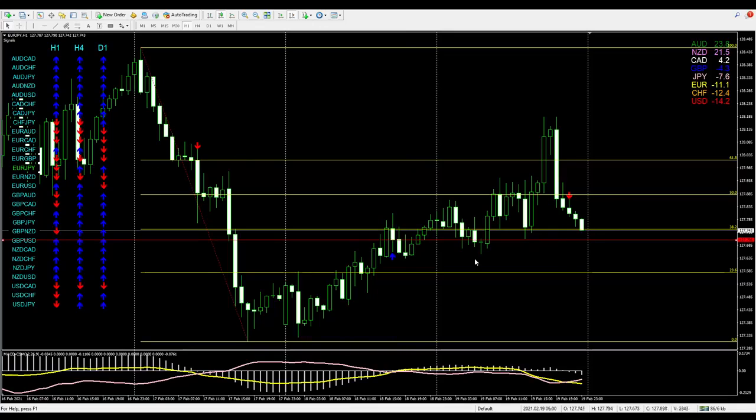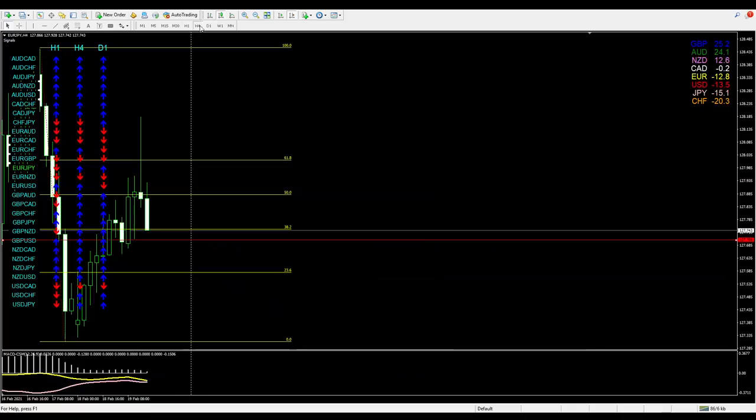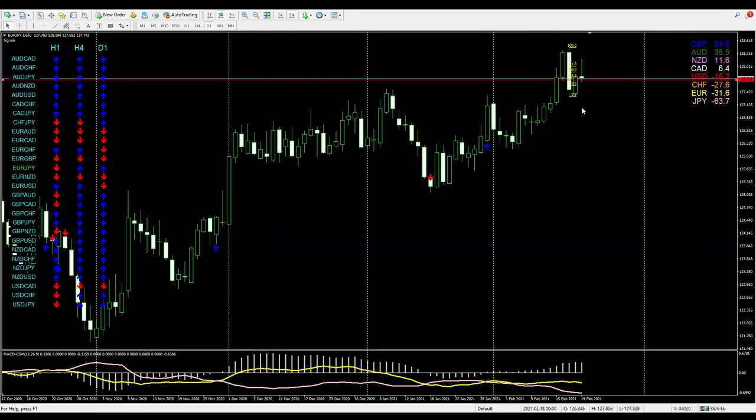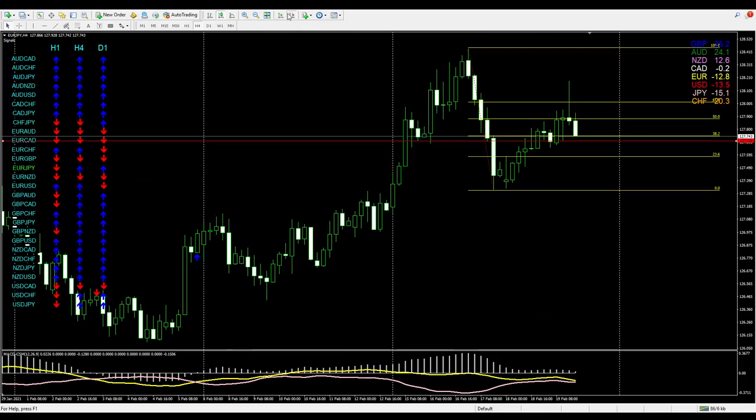And for those who didn't manage to take this trade, you can just simply re-enter this AUD JPY. But for me, I guess while I'm analyzing this one, I should have already closed it, because as you can see, EUR is very weak and JPY is very weak too on D1. It's on the same direction.